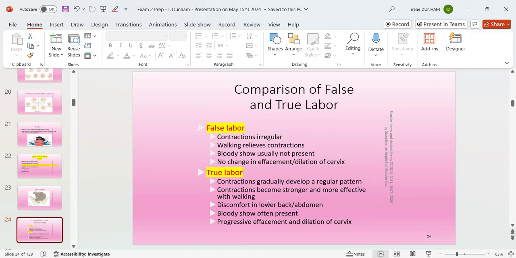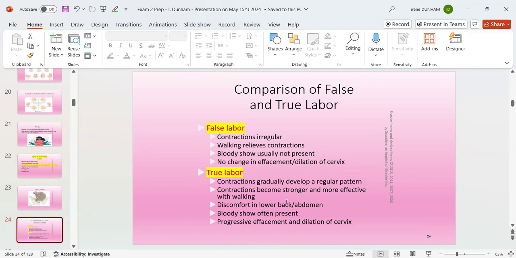And then you have discomfort in the lower back and the abdomen, and you have bloody show. I told you we talked about that. And the big one is you're going to have changes to the effacement and dilation of the cervix. So those are all what I consider true labor.